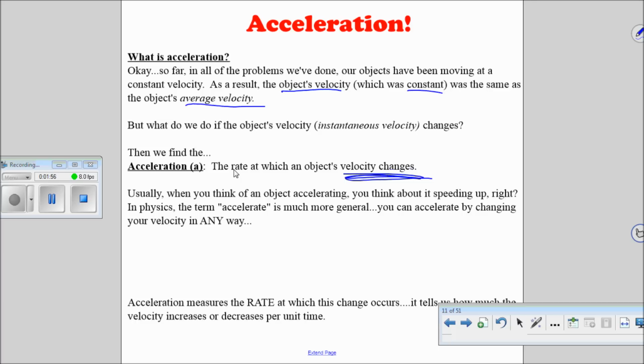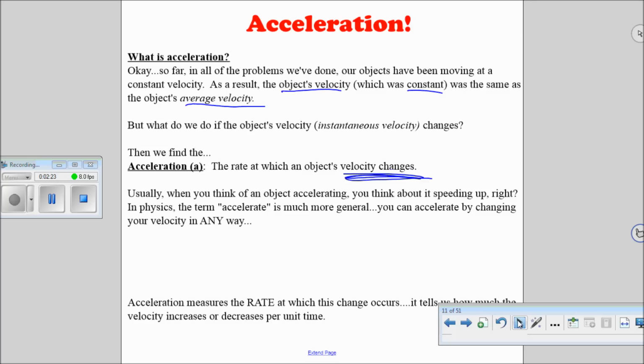Usually when you think of an object accelerating, you think about it speeding up. If I say, hey, you need to accelerate, I'm just telling you to go faster, right? In physics, that's not what it means. In physics, the term accelerate is much more general. You can accelerate by changing your velocity in any way. So any change in velocity is going to be acceleration.